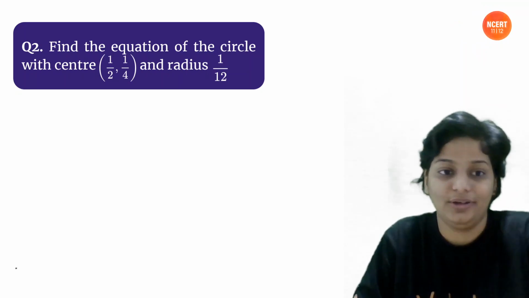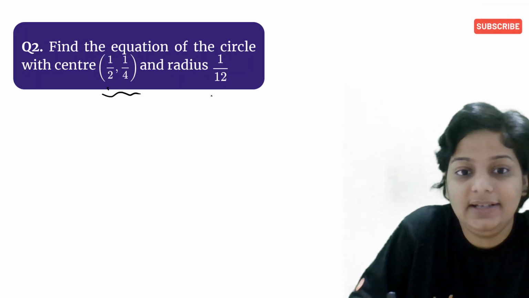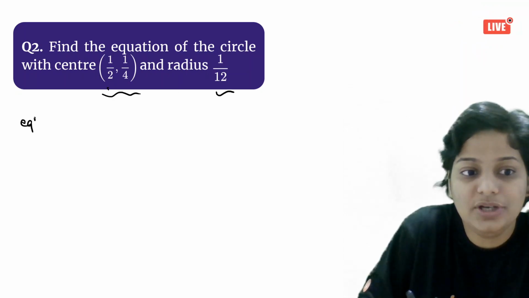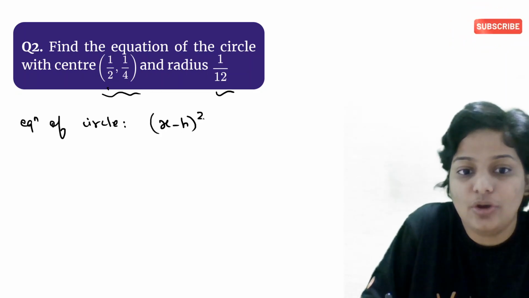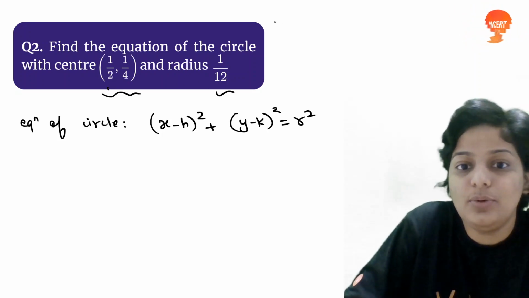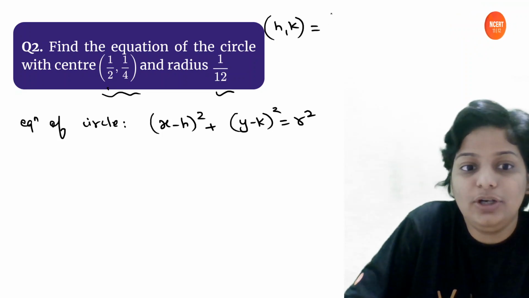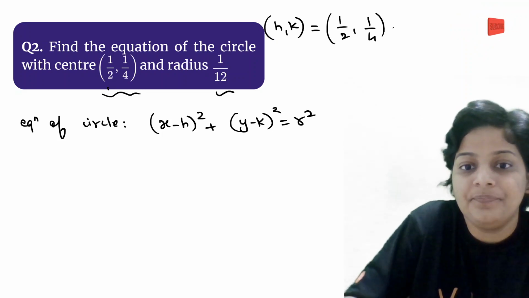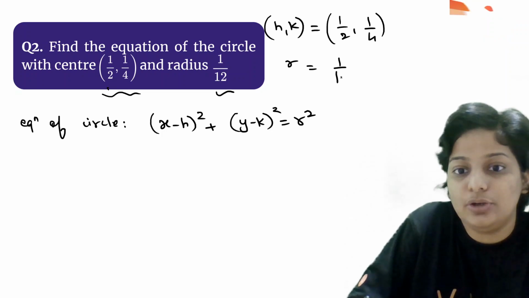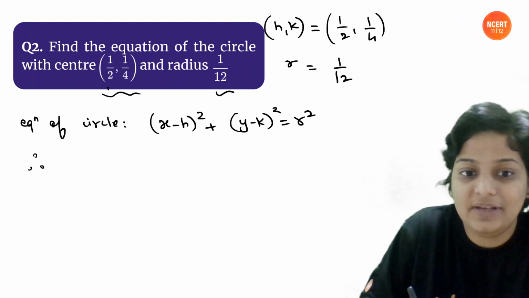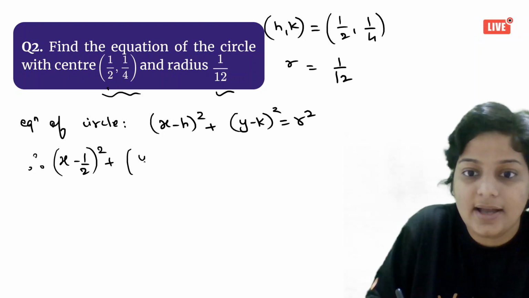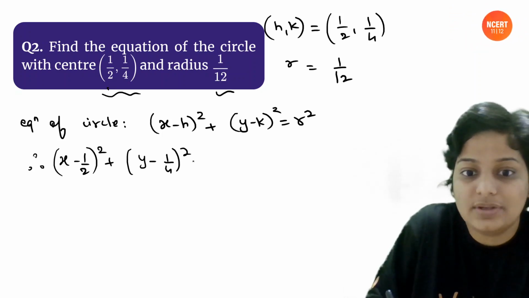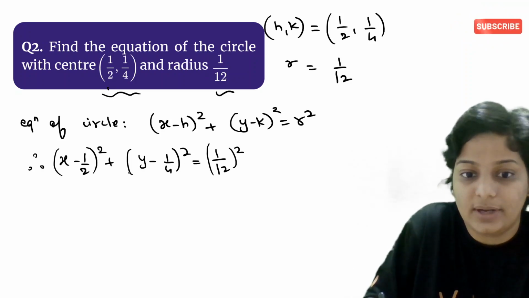Right, let's move on. Find the equation of circle whose center and radius is given. Very simple, equation of circle with center radius form is x minus h the whole square plus y minus k the whole square is equal to r square. From the question, h comma k is given to be equal to half comma 1/4. And radius r is given to be 1/12. Just substitute and simplify. That's all we have to do. X minus 1/2 the whole square plus y minus 1/4 the whole square is equal to 1/12 the whole square.